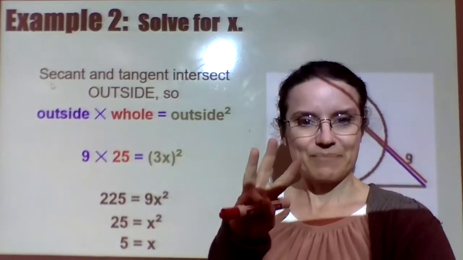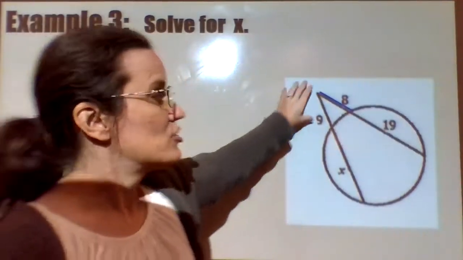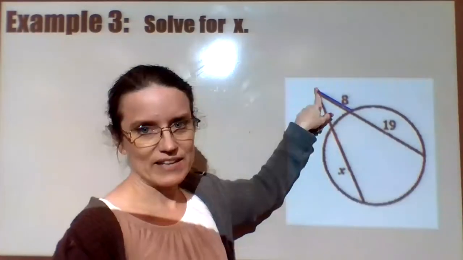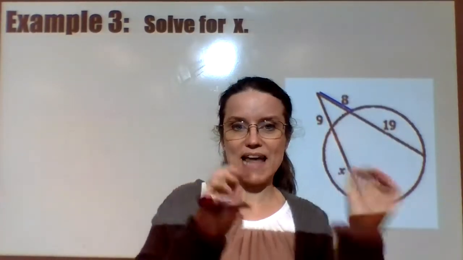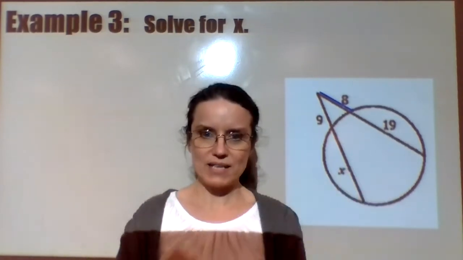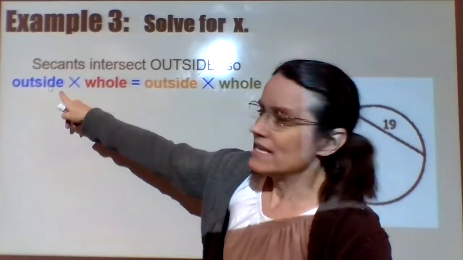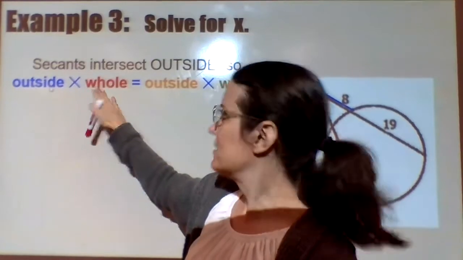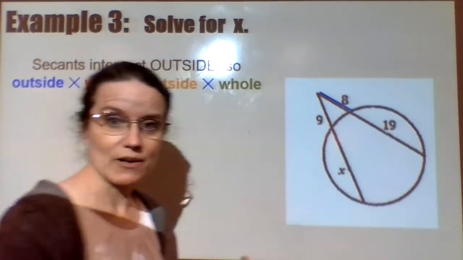Okay, example 3. For example 3 here, I've got two secants intersecting outside the circle. And since they intersect outside, I know I'm going to use my formula that says outside times whole equals outside times whole. So let's pull that up so we can look at it. So I need to label an outside part, a whole piece, another outside part, and a whole piece.